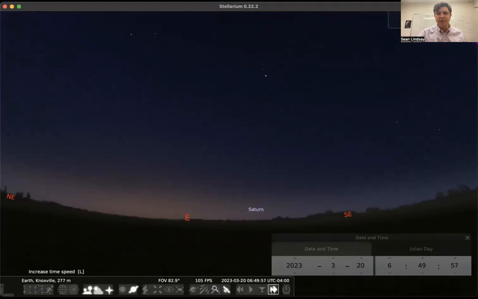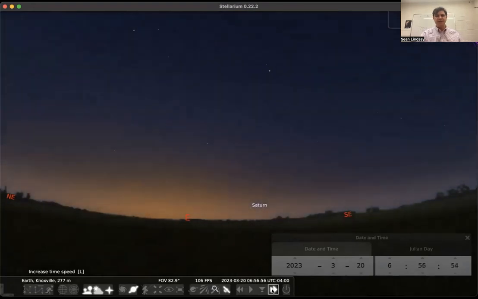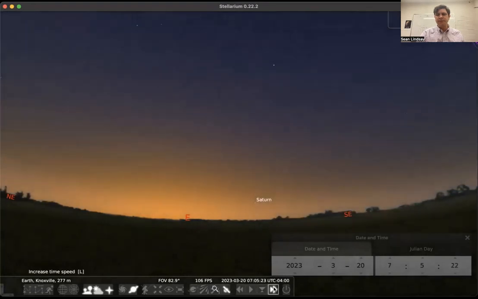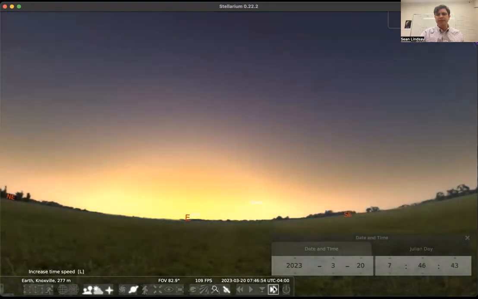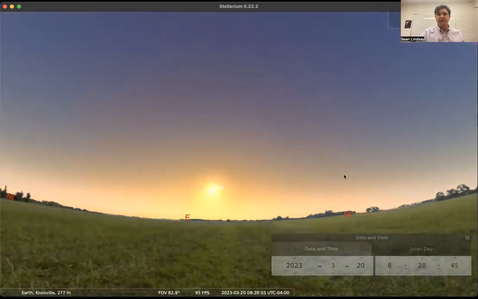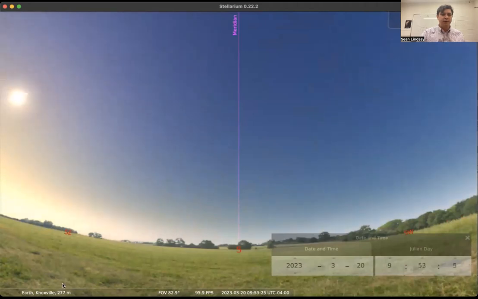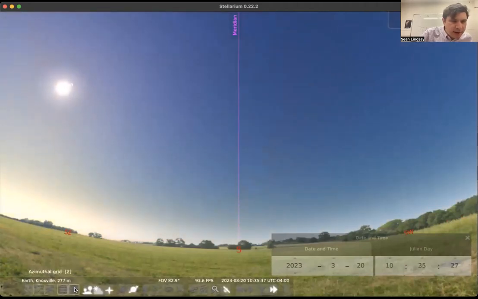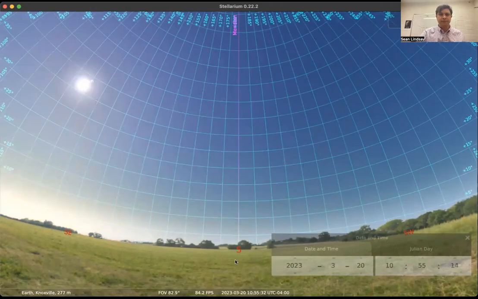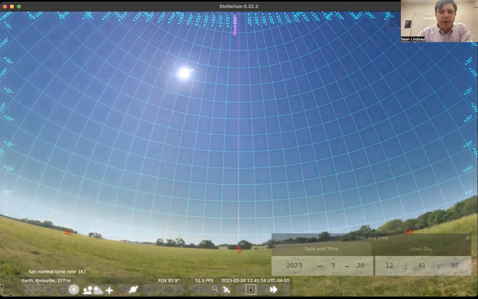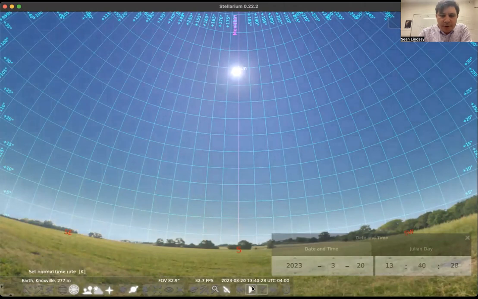I'm going to speed it up a little bit so we can watch the sun rise in the east. Perhaps a little bit faster. We can watch the sun rise in the east, and notice that it's increasing in altitude and increasing in azimuth. So here it comes. I will add the azimuthal grid. I'm going to do my best to pause it just as it gets to solar noon, whenever it's crossing the meridian and at its highest altitude. Close.